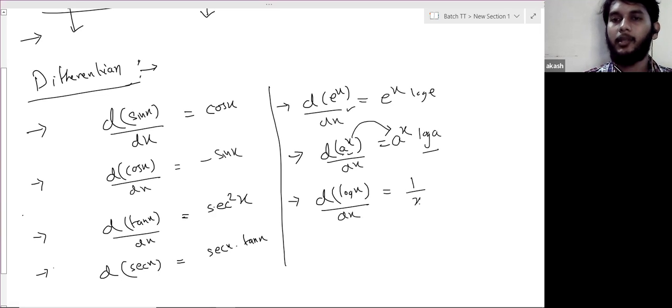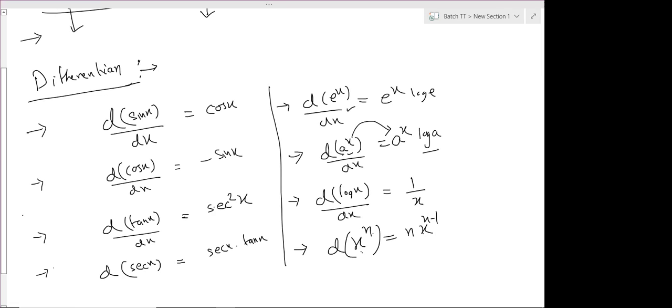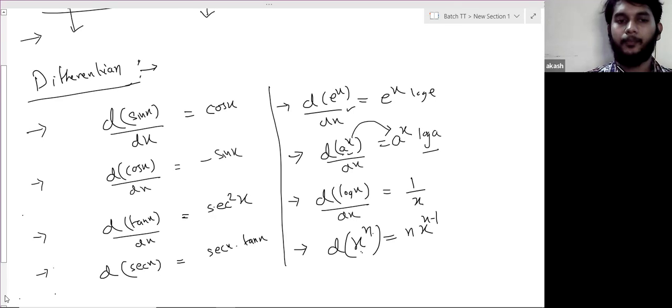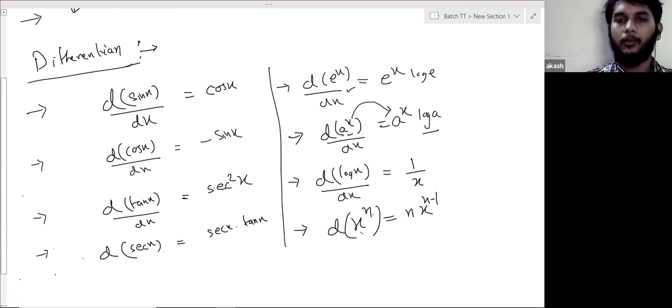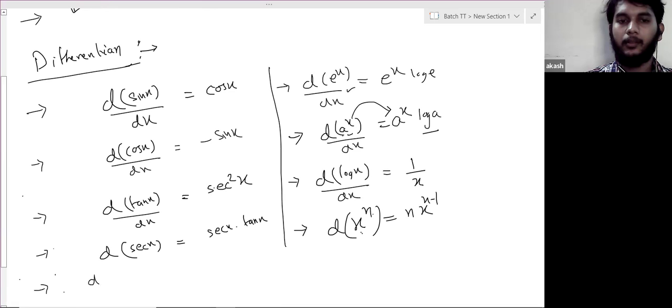This is 1 upon x. Now differentiation of x raised to the power n. All right, x raised to the power n, variable to the power any number. This is the formula n x raised to the power n minus 1. All right, Kinza? Yes, sir. Please note down this formula. If you don't know this, do you want to note this down, everyone? Yes, sir.